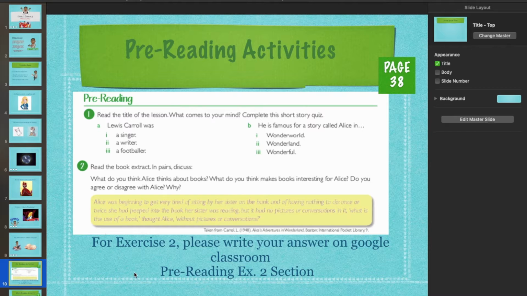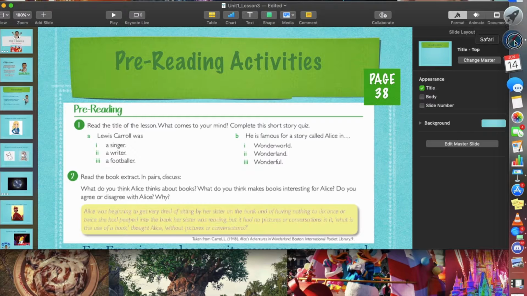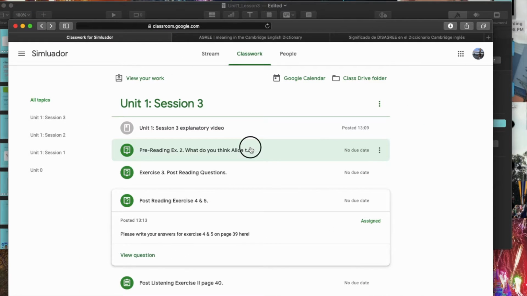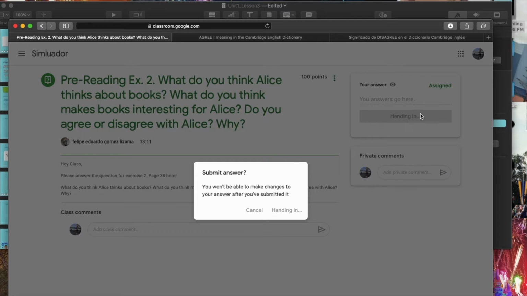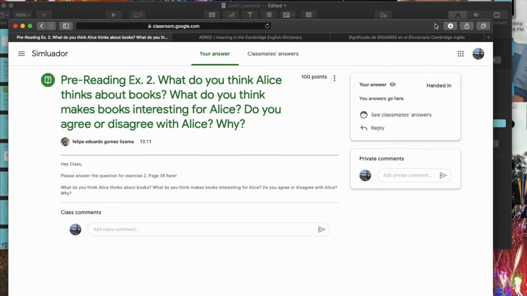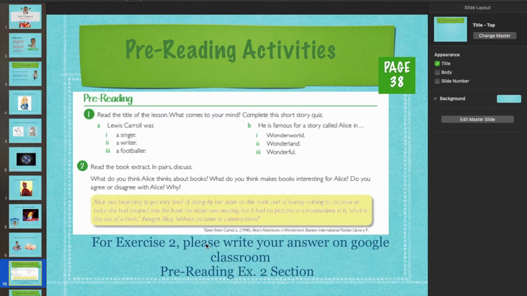So for the answer of exercise number 2, I need you to go on Google Classroom. Let's see. You will answer that here. View question. You have the questions over here, and your answers go here. Okay, and then you hand it in. Remember to hand it in, and that's it. So for exercise number 2, you need to go on Google Classroom.